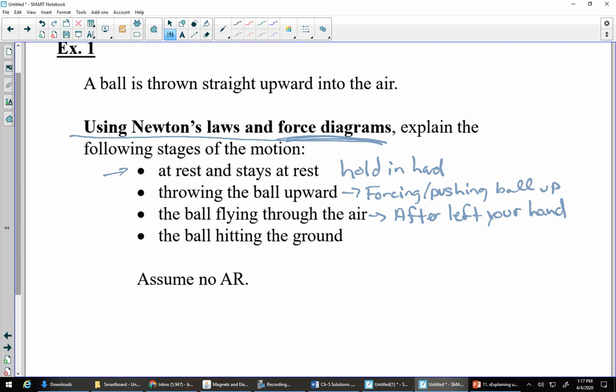And then finally, the ball hits the ground. I don't think that needs any further explanation. The ball is actually hitting the ground. And we are assuming that there's no air resistance in this one as well. So I would put your video on pause. You've got 4 spaces in your workbook to explain these 4 things. Put your video on pause and see if you can explain, using at least one of Newton's 3 laws, each of these different situations. And when you think you're ready to go, unpause your video and we'll go from there.